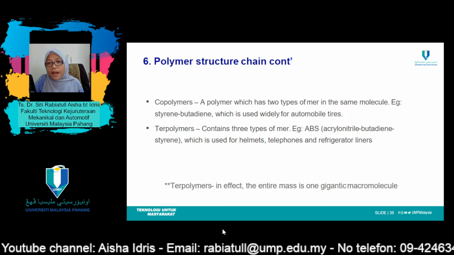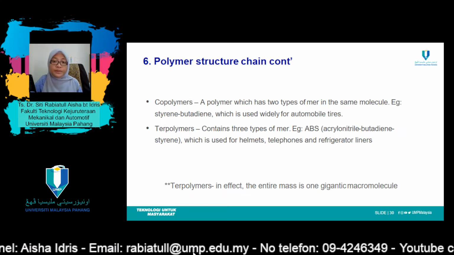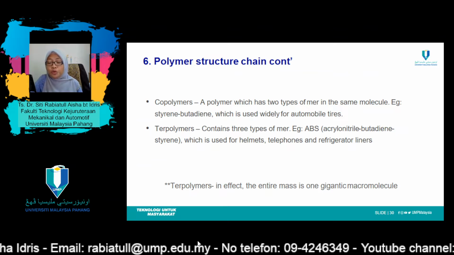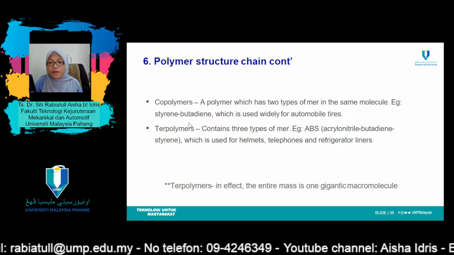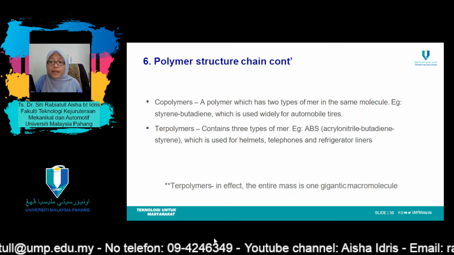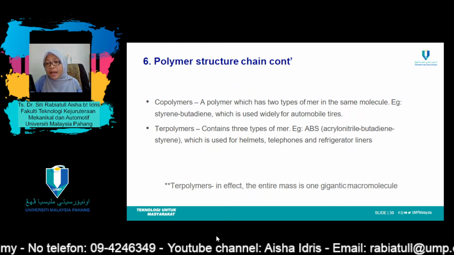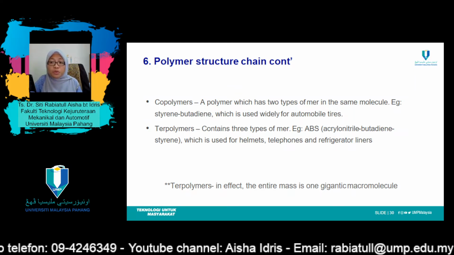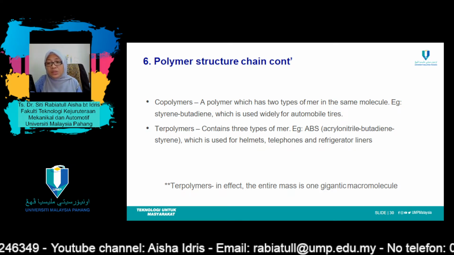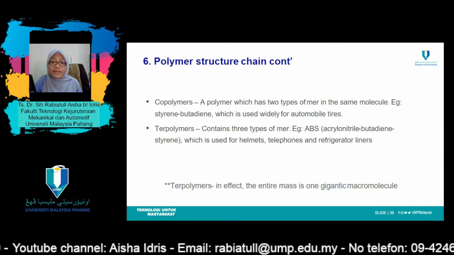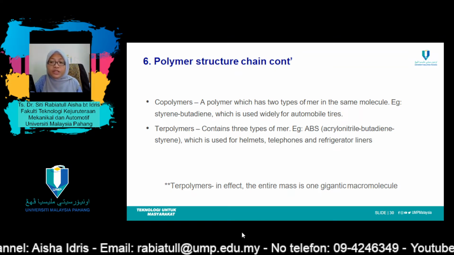Another part in polymers are copolymers and terpolymers, like the ones I mentioned to you in the earlier lecture. A copolymer is a polymer which has two types of mer in the same molecule, for example styrene butadiene, which is used widely for automobile tires. Meanwhile, a terpolymer contains three types of mers, like ABS, which is normally used for helmets, telephones, and refrigerator liners.